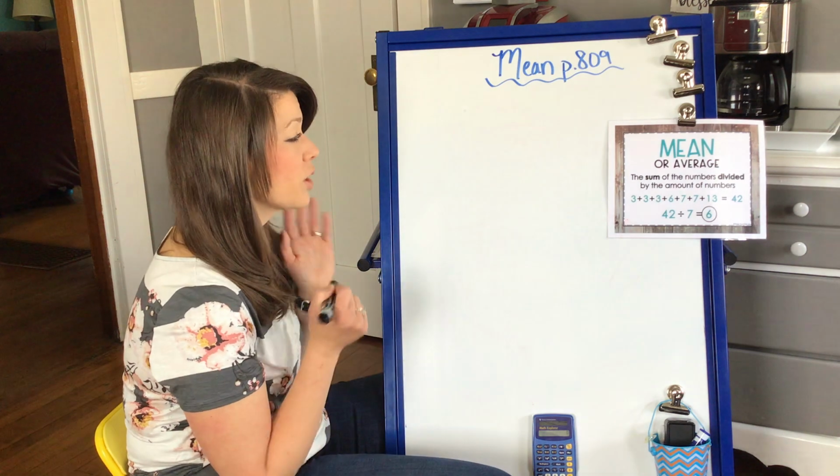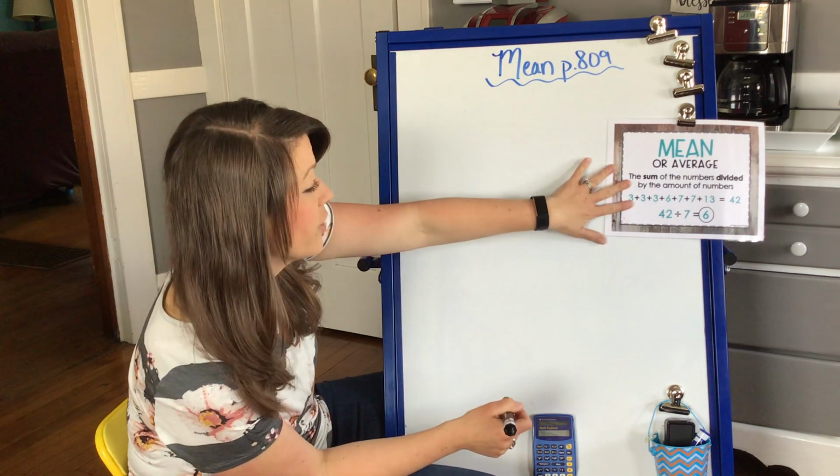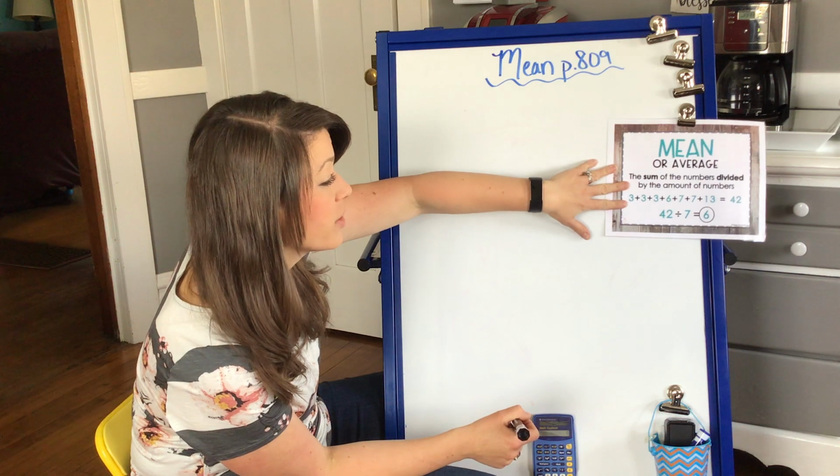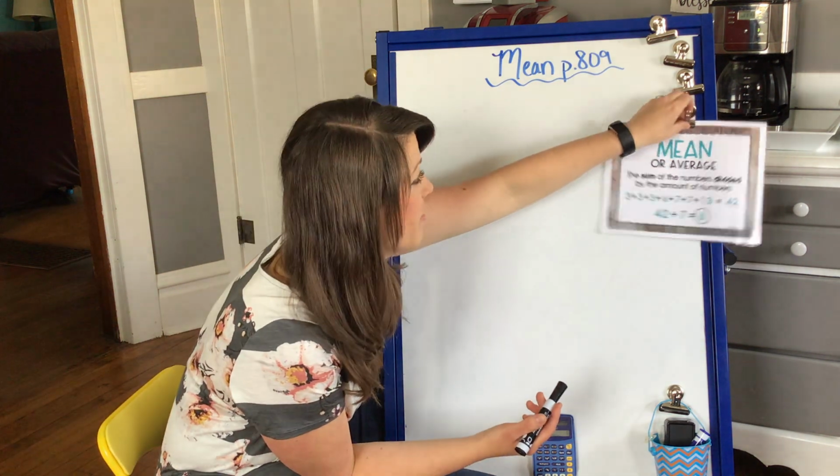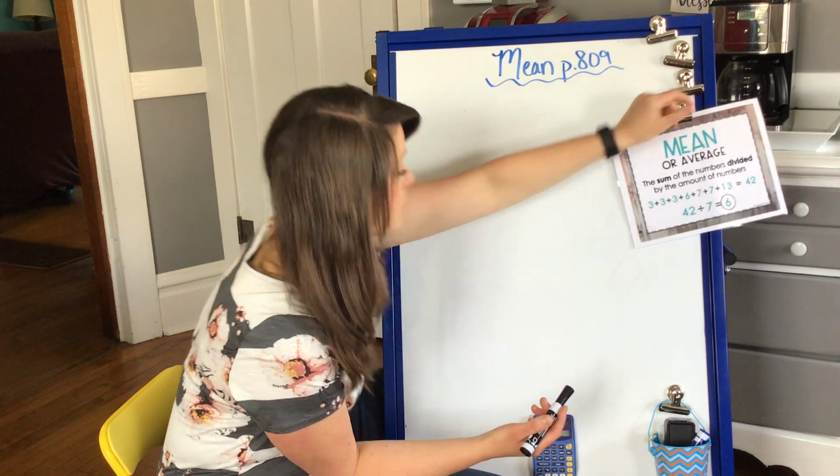So, we're going to start by going over the mean, or the other word is average. So the mean is the sum of the numbers divided by the amount of numbers. So we're going to do 4 examples of that, so I can show you.